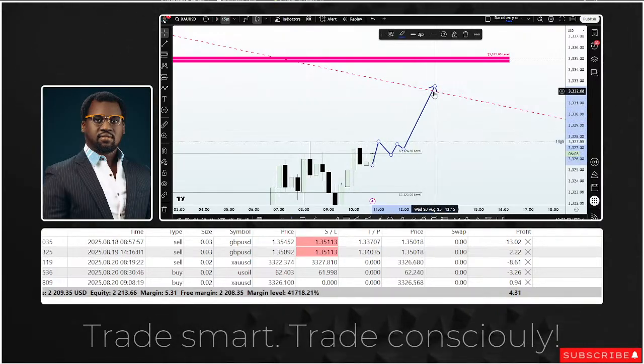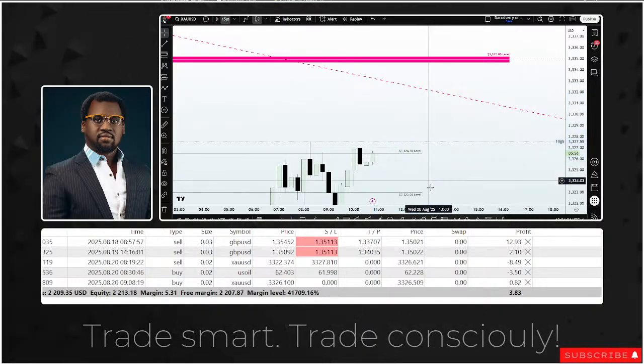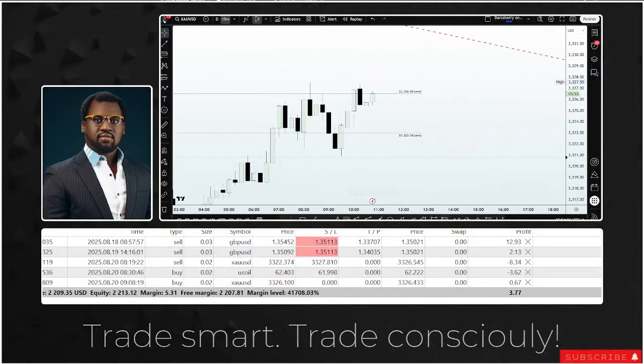And if it moves into the trend line, move your stop losses, secure more profit while we continue to monitor price action if it will get to the TP at the 3,335, right? And if we are selling below the 3,323.